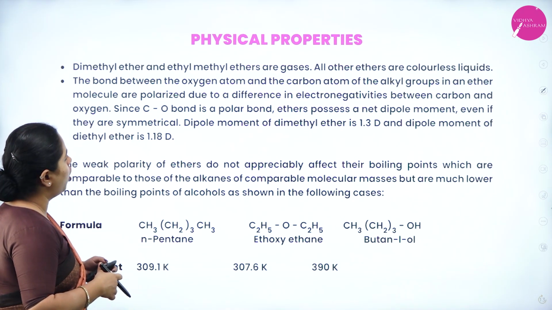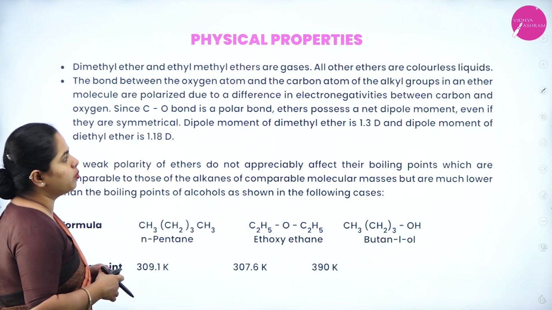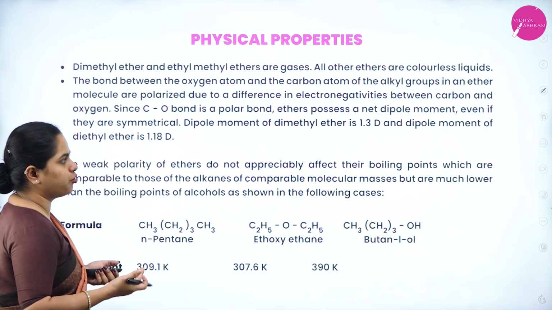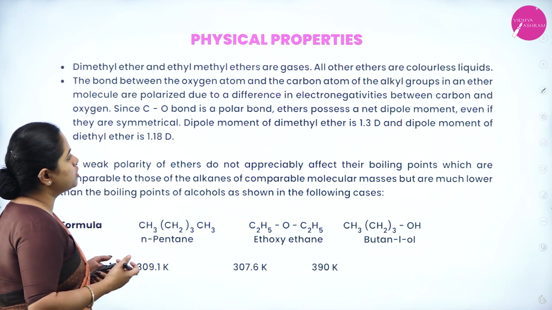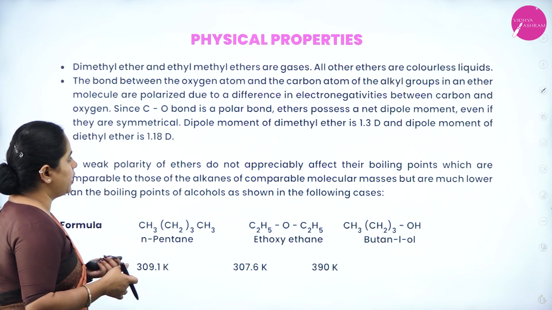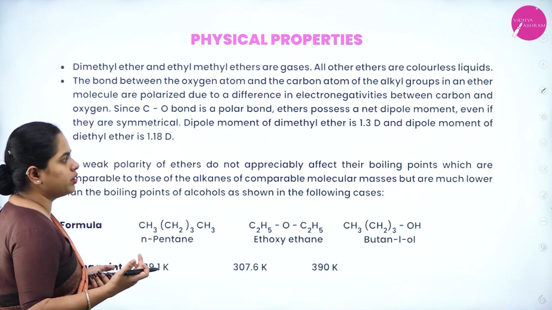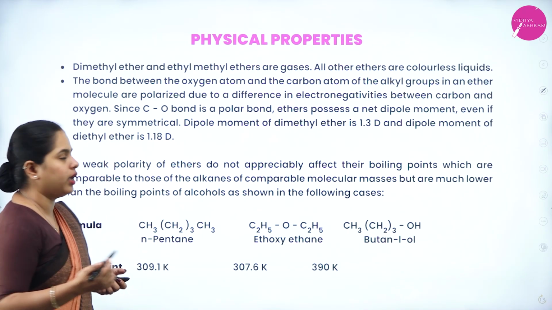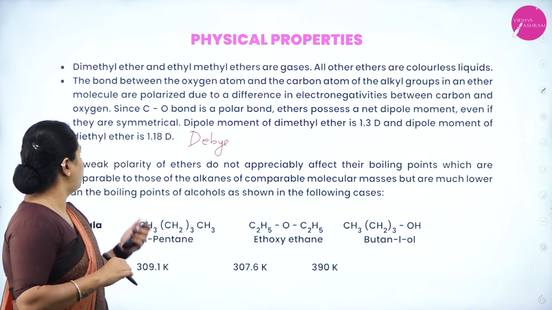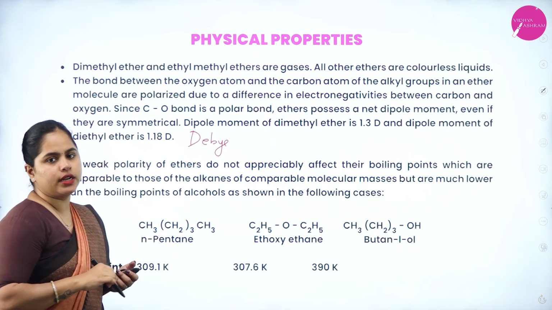The bonds between the oxygen atom and the carbon atoms of the alkyl groups in an ether molecule are polarized due to a difference in electronegativities. Since the carbon-oxygen bond is polar, ethers possess a net dipole moment, even if they are symmetrical. The dipole moment of dimethyl ether is 1.3 D. That D stands for Debye, okay? Debye is the unit for dipole moment. And the dipole moment of diethyl ether is 1.18 Debye.